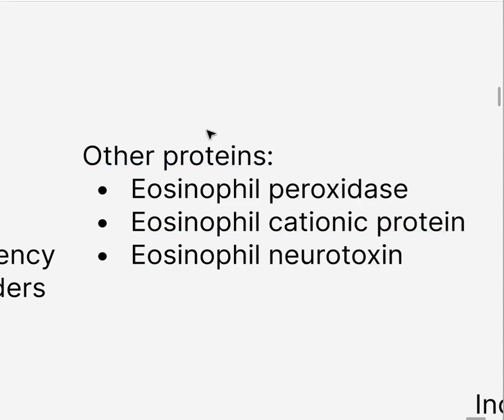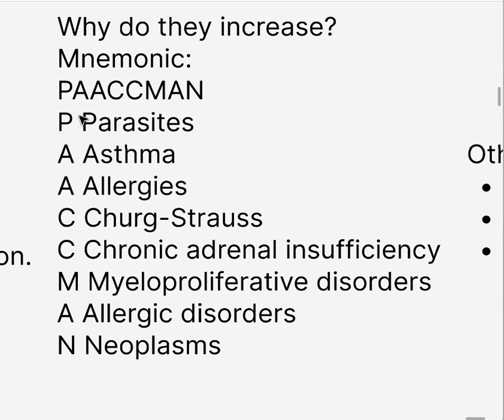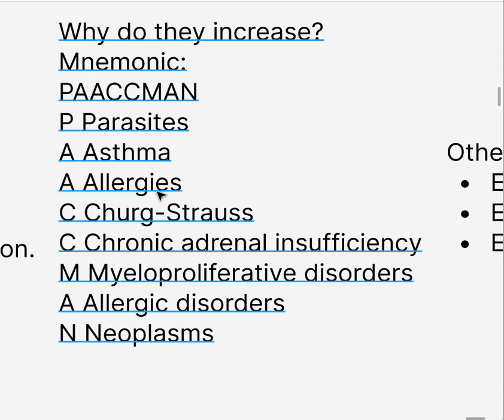Now we have some other proteins also, like eosinophil peroxidase, eosinophil cationic protein, and eosinophil neurotoxin, right? These are some other proteins. Why do the eosinophils increase? So we use a PACMAN mnemonic for it: parasites, asthma, allergies, Churg-Strauss, and chronic adrenal insufficiency, myeloproliferative disorders, and allergic disorders, neoplasms. Let me explain the Churg-Strauss to you.